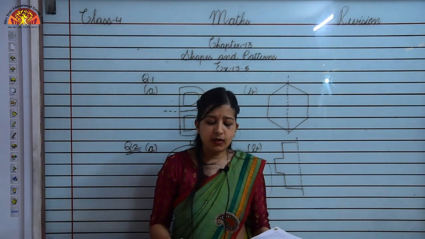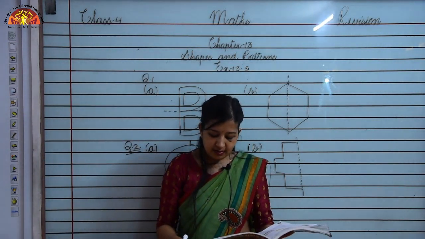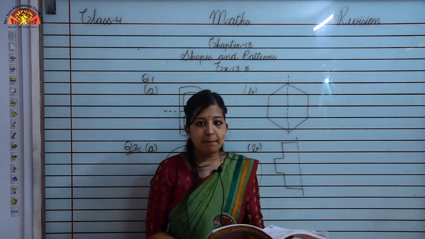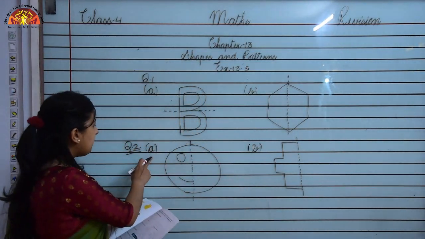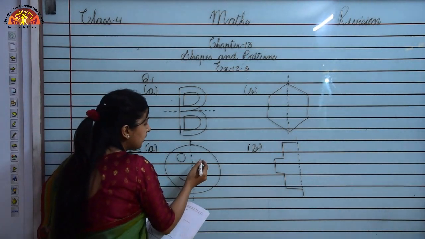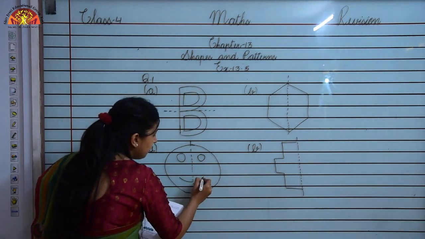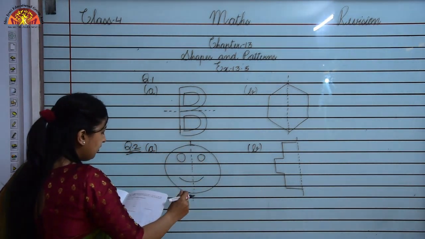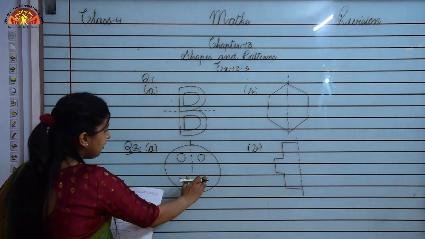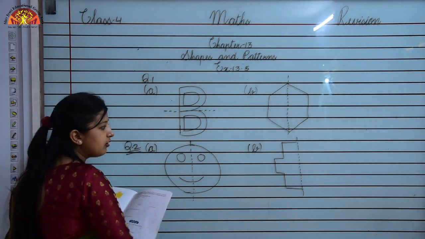Now we come to the question number 2. Complete the figure along their line of symmetry. Now we have to complete the given figure. So A part of question number 2 is this one. Now we have to complete this figure. Fine. Now I am completing this figure. So here this figure will exactly fit over its other side. So this is the symmetrical figure.